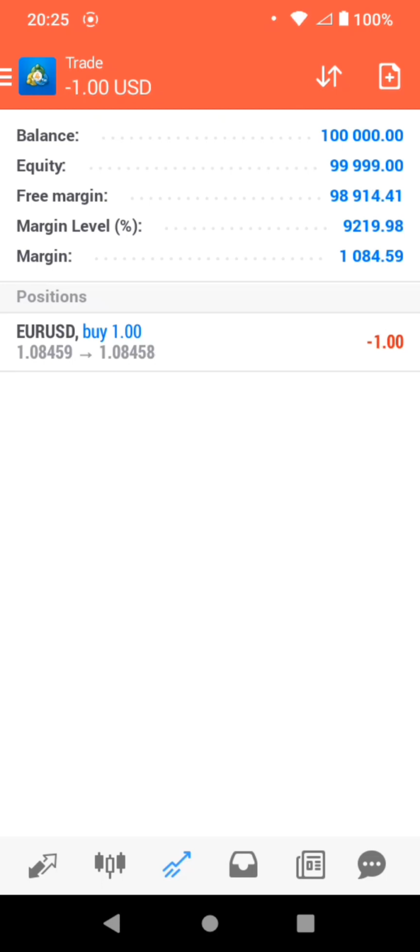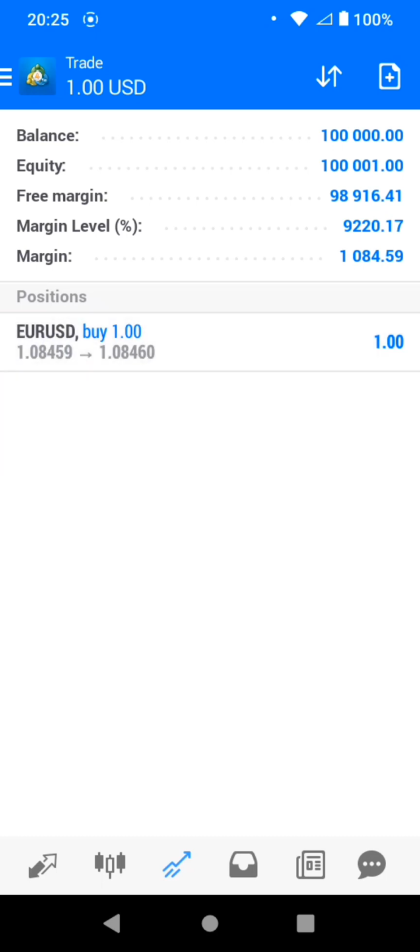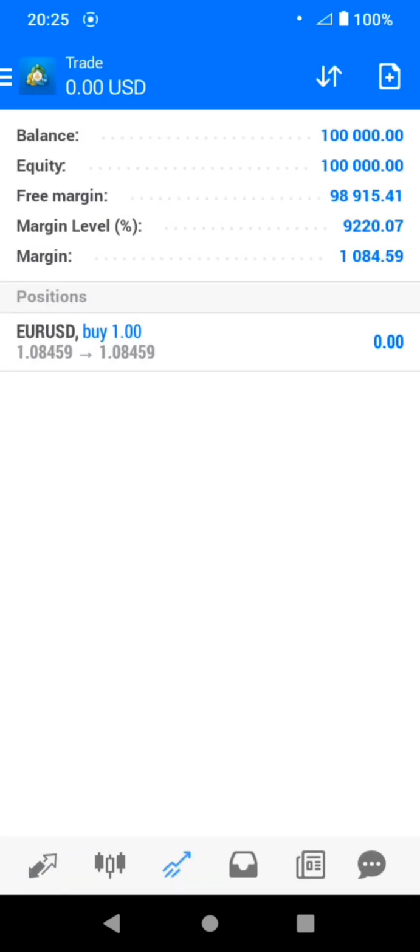So now we have an open position. This is our currency pair, euro USD. We say buy, and this is our lot size. Now we have 1.0849, the first price you are seeing here, which is our entry price. This second price you are seeing at the other end, 1.08459, is the current price of the market.